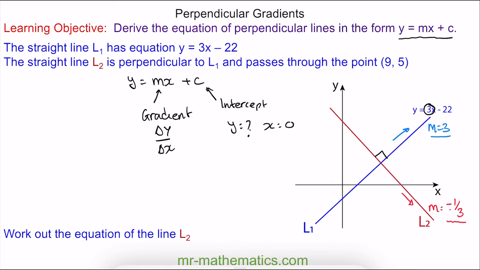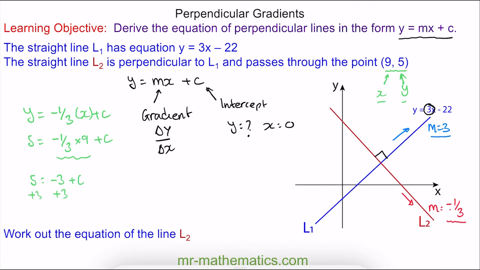We can put this into our equation, y = -1/3 x + c. At this point (9, 5) we have a matching x value and y value, and we can substitute these two values into our equation. So 5, which is y, is equal to -1/3 of x, which we know is 9, plus c. Negative 1/3 of 9 is negative 3, so 5 = -3 + c. We can solve this equation by adding 3 to both sides, and these cancel, so 8 = c. So the intercept is 8. When x equals 0, y is equal to 8.